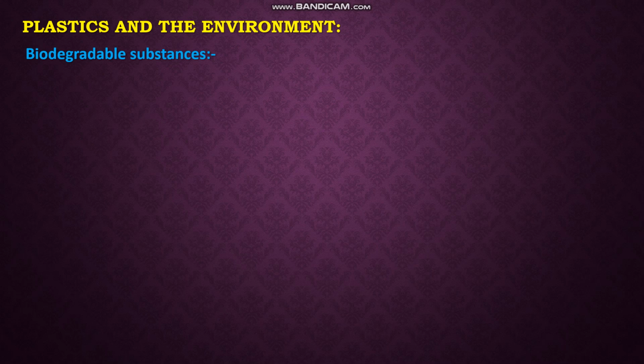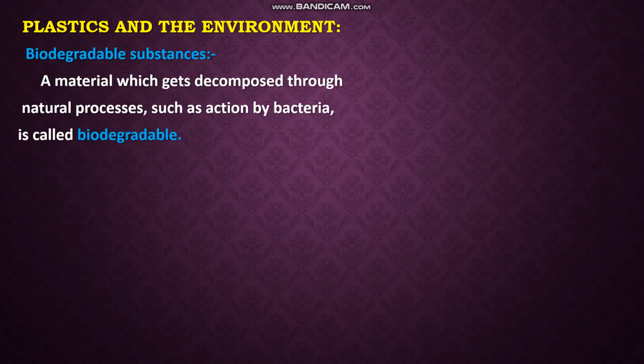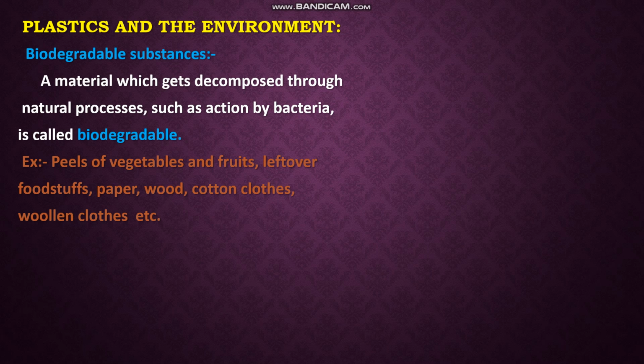You have already learnt about this in your lower classes. A material which gets decomposed through natural processes such as the action of bacteria is called biodegradable. Can you say a few examples? Peels of vegetables and fruits, leftover foodstuffs, paper, wood, cotton cloths and woolen cloths are all examples of biodegradable substances.